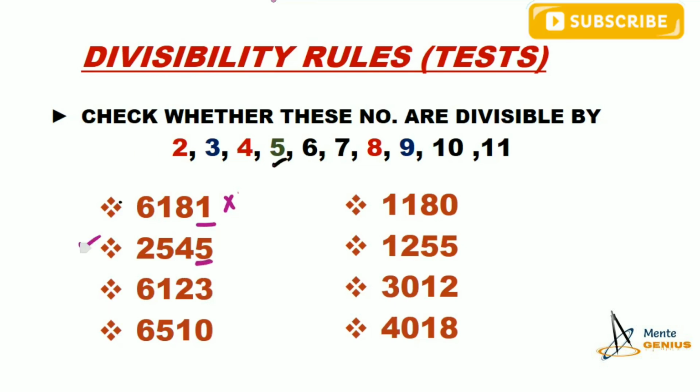Unit place is 5, so we can divide this number by 5. Let us check the next. No. This is 0, yes. There is 0, yes. 5, yes. 2, no. 8, no. So we can check thoroughly and easily, without wasting our time.